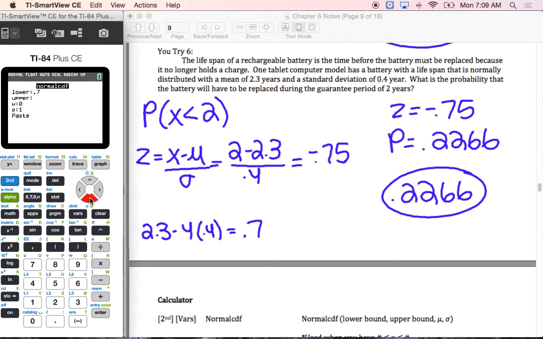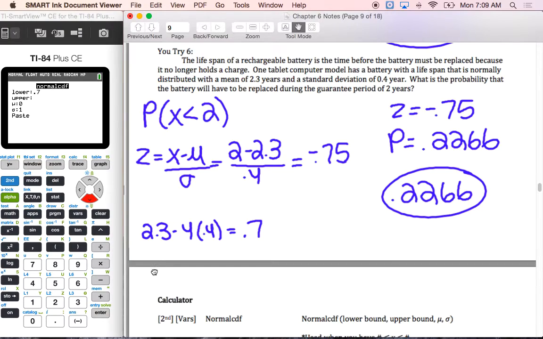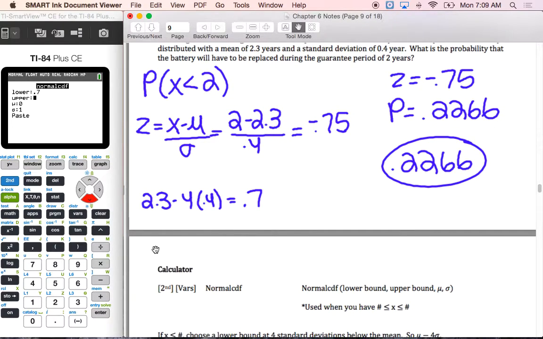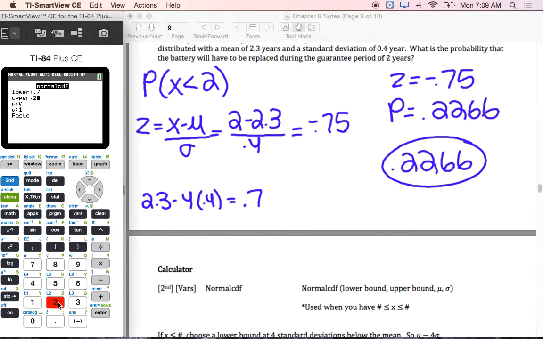Your upper bound then, following the formula, is the highest number it can be, which is 2 for us. Our mean was 2.3. And our sigma was 0.4. I paste it in. So again, it's 0.2266 when you round to your 4 decimal places. So you can use this if you want.